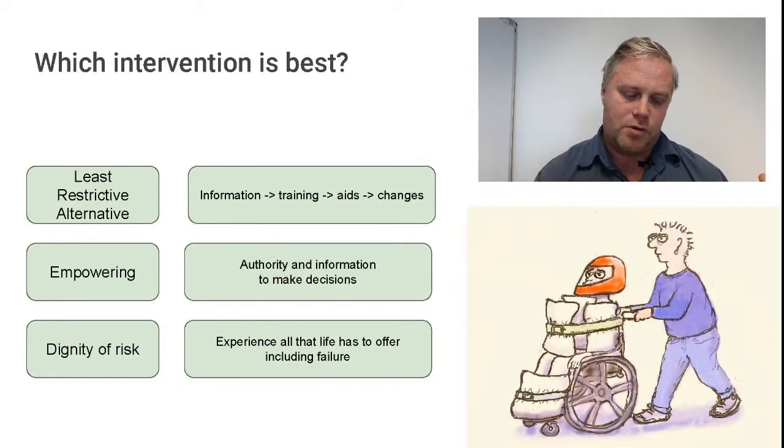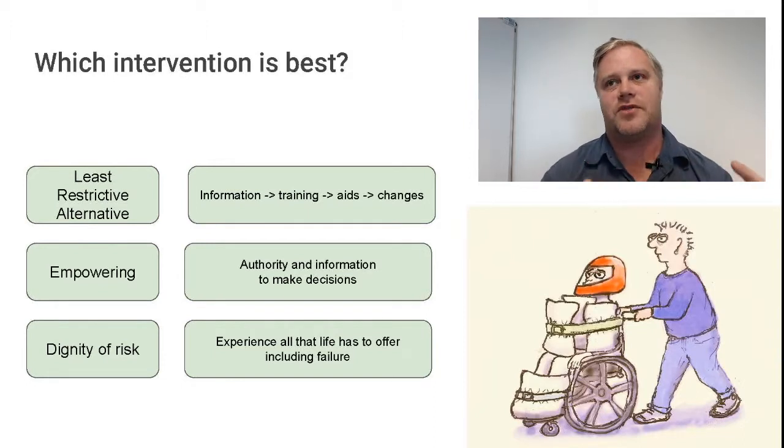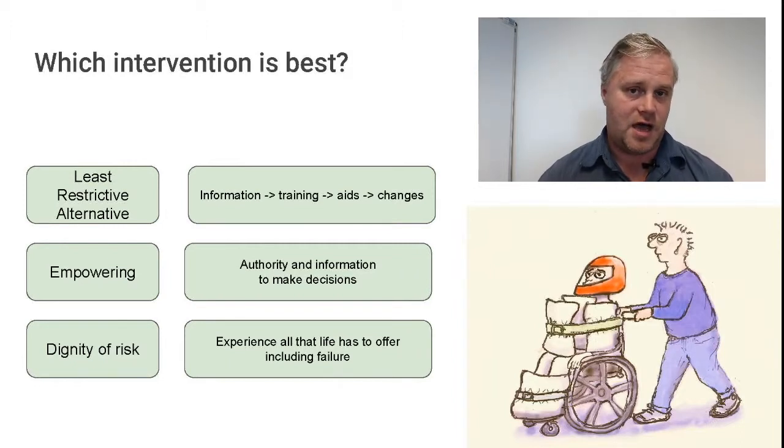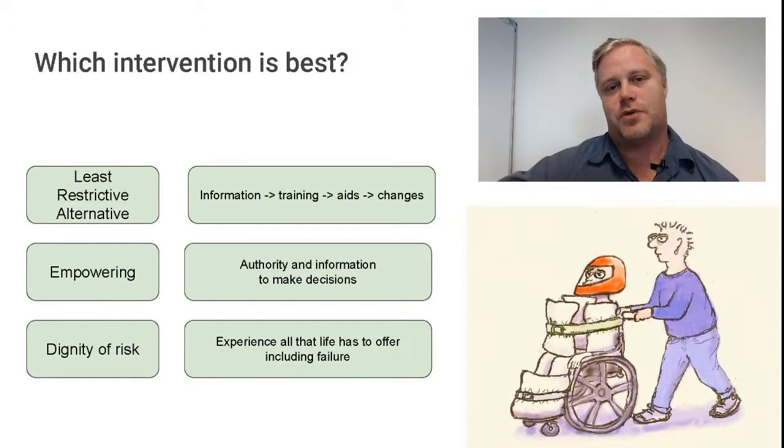And so when we think about interventions, think about the smallest intervention that you can do that requires the least amount of effort from the person with a disability. Generally, thinking about information and training can be a really good starting point. And if we need to progress down that chain of becoming more restrictive or more expensive, then we can look at that.